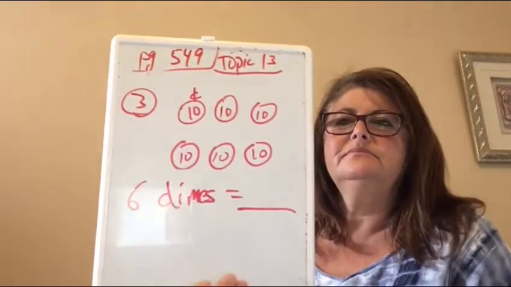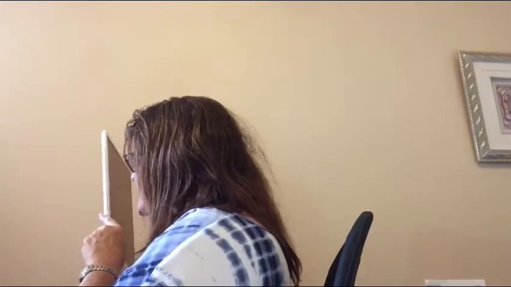If we have 6 dimes, how many cents do we have? 6 dimes equals. Who's going to count by tens for me? Ready? 10, 20, 30, 40, 50, 60. Up here, 60 cents. We have 60 cents if we have 6 dimes.